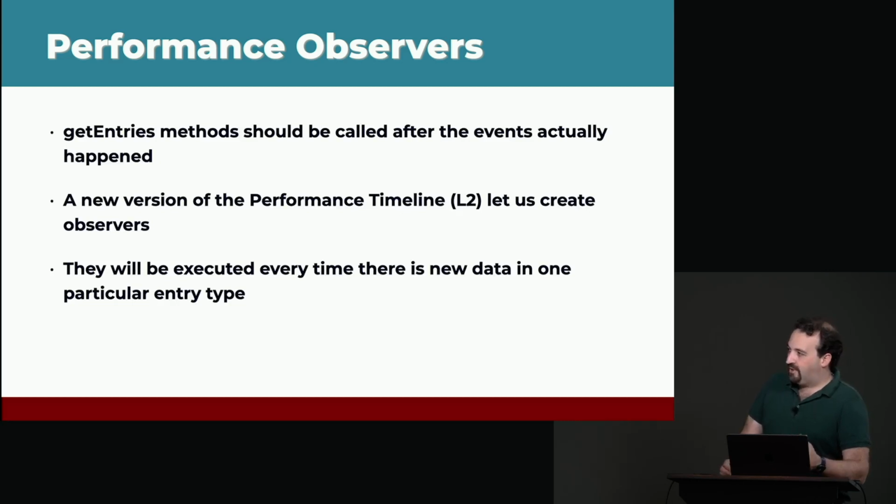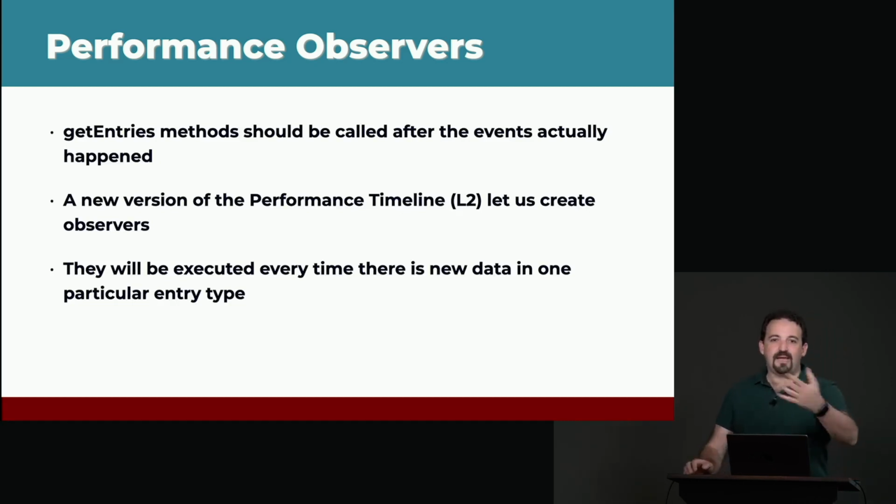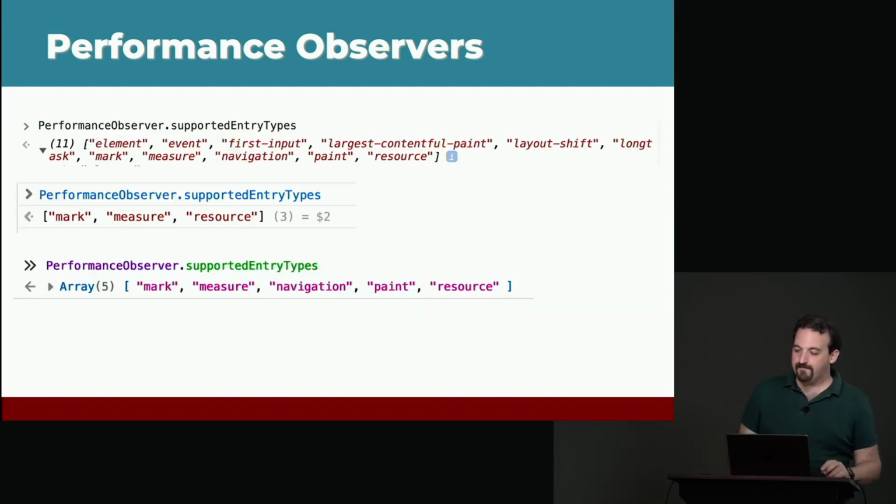And in the new version, instead of getting the entries, we create observers. Why? Because sometimes we don't have the data yet. We need to wait for it. So now we create observers. They are listeners. So we observe for those kinds of performance moments. For example, let's see what you see here in action.